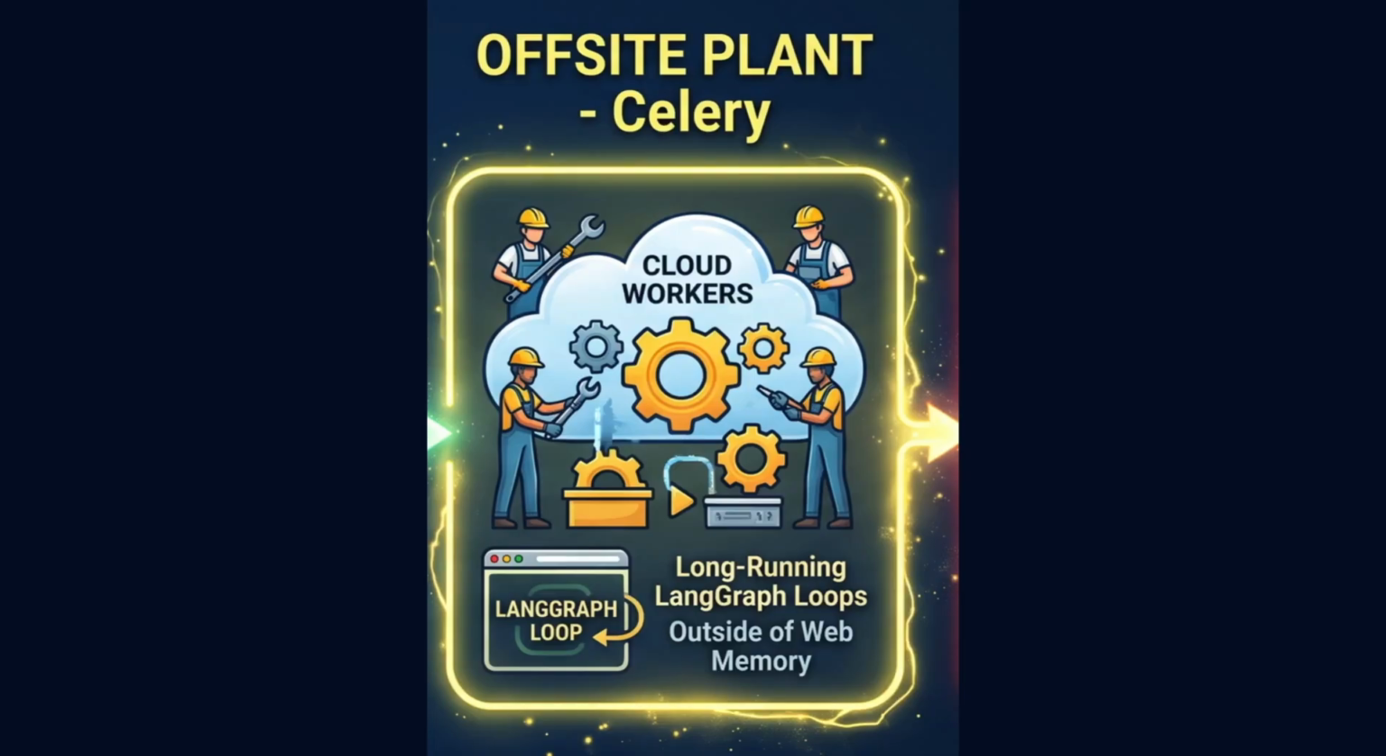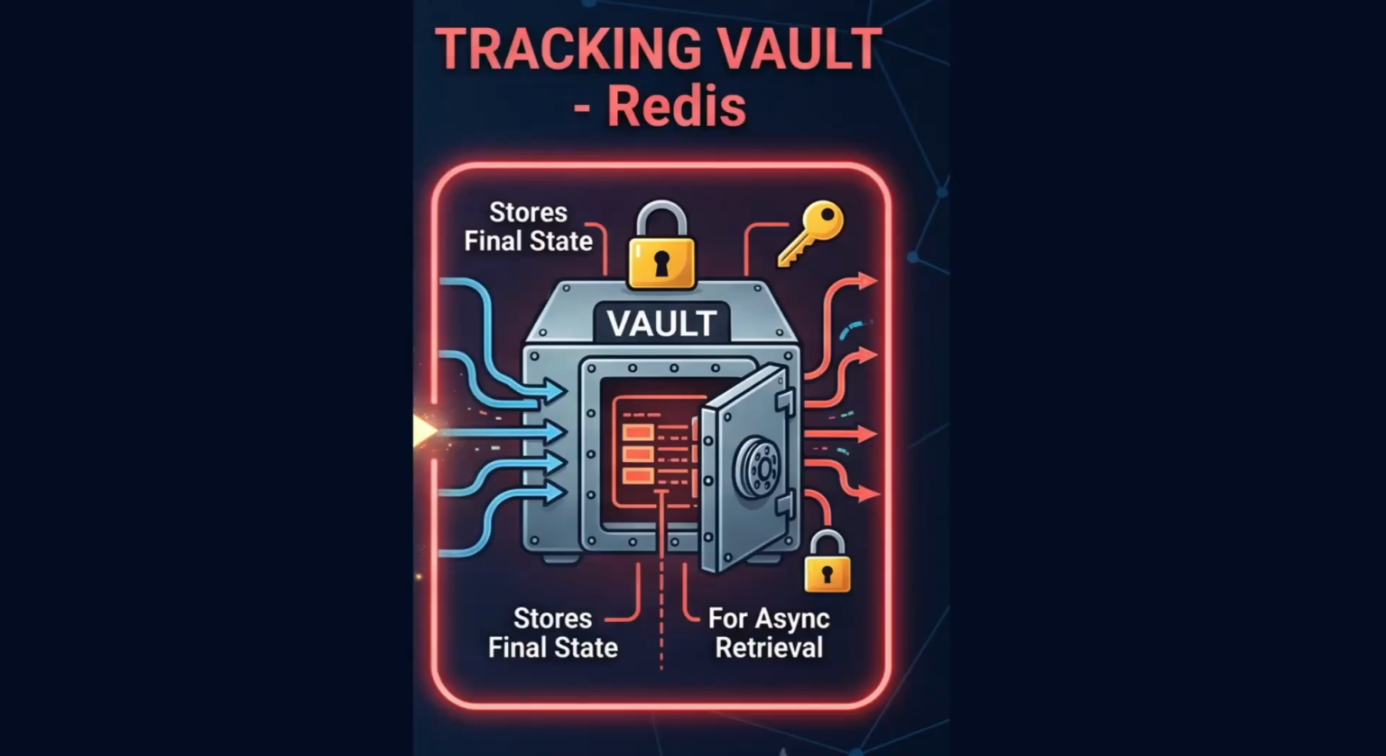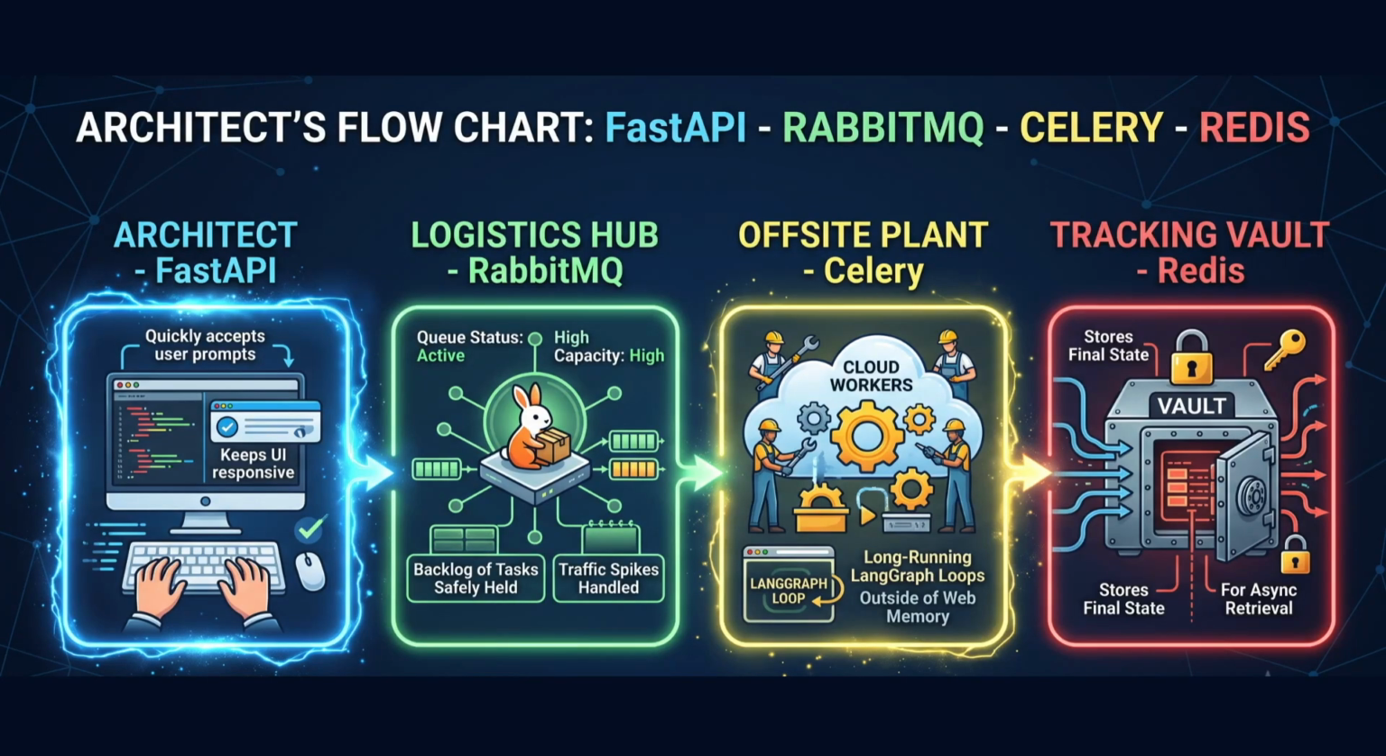The offsite plant, Celery, executes the long-running LangGraph loops outside of web memory. And the tracking vault, Redis, stores the final state for async retrieval. Master the pipeline and you can build an AI agent system that scales to millions of users. Now let's look at the production code that wires them together.